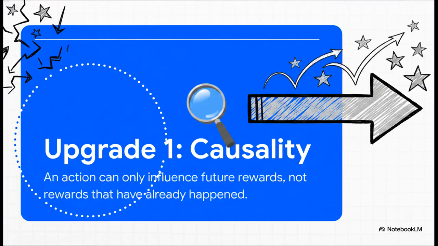First up, causality. I mean, it's just common sense, right? Whatever action you take right now can't possibly change what's already happened in the past. So instead of grading an action based on the entire journey, start to finish, we're only going to judge it based on the rewards that happen after the action is taken. This is a game changer. It means a clumsy move at the beginning isn't punished if it leads to something great later on. It's all about future consequences.